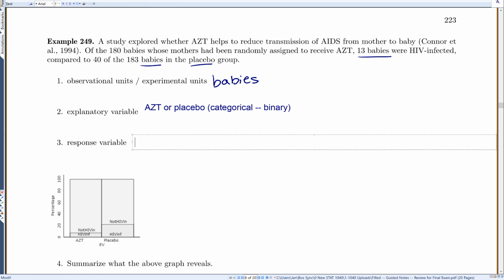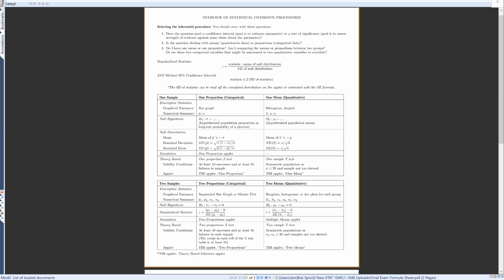The response variable, what they want to figure out, what they want to kind of predict or explain, that's whether or not the baby gets AIDS. And that would also be categorical and binary. Now, once you know that you have two categories, come to your final exam formula sheet. Sorry, I meant to say two categorical variables. Okay.